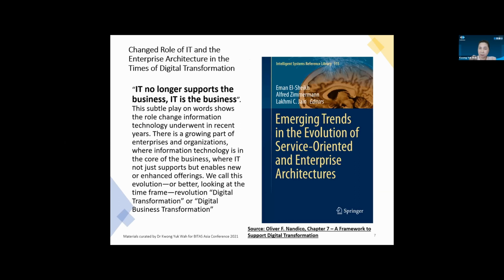Because of the industrial revolution, enterprises need to face the challenges of digital disruption. So many literature actually say that IT is not just supporting business. IT is actually business. IT is actually a key enabler of new business offerings. And likewise, the role of enterprise architecture or the architects has changed.